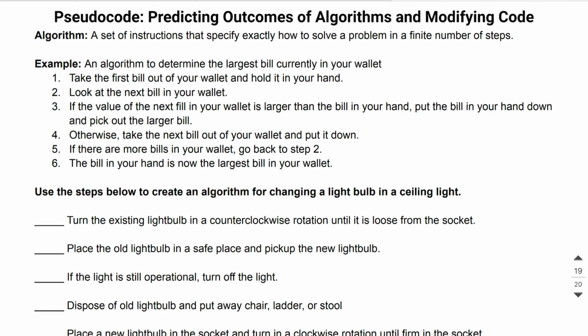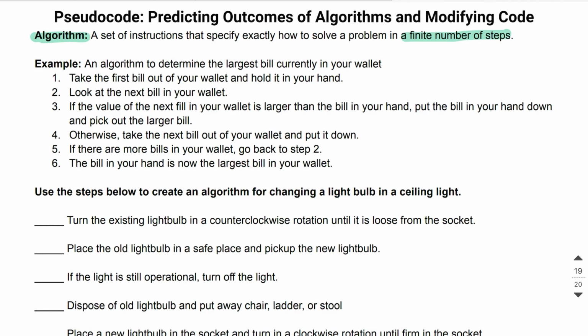So, the first definition that we have here is an algorithm. It's a set of instructions that specify exactly how to solve a problem in a finite number of steps. A finite number of steps means a number of steps that you can actually count. It doesn't go on forever.